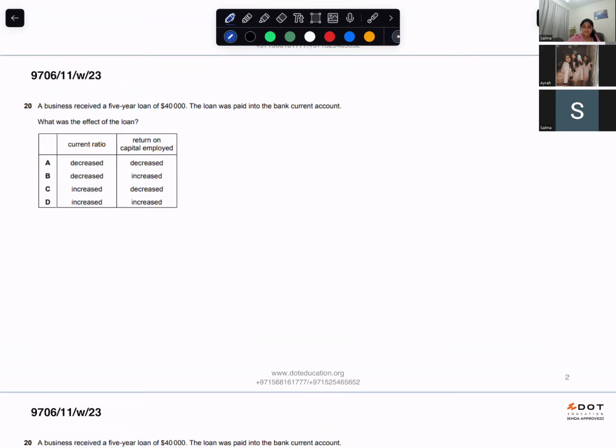So current ratio, this will have no effect. No, because the loan is a non-current liability. Paid into the bank current account, no? Acha, yes. Bank current account means the current assets will increase. That means the bank balance will increase, so the current ratio will increase. So it can either be C or D.